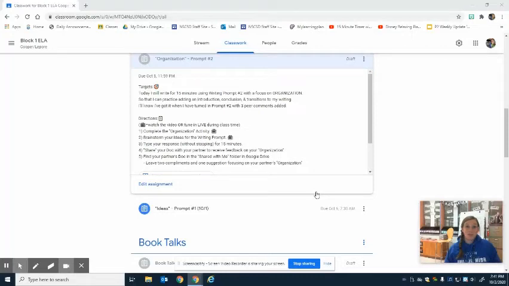Hey friends, so today's trait is organization. And what we're going to be doing is focusing on adding an introduction and a conclusion and transitions into our writing. We want to make sure that it flows throughout the whole writing piece.